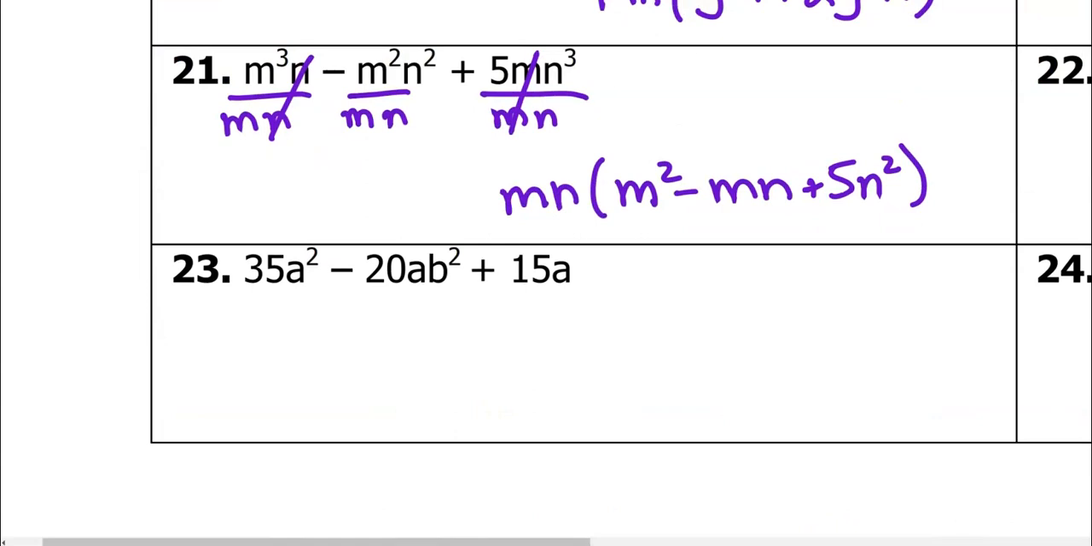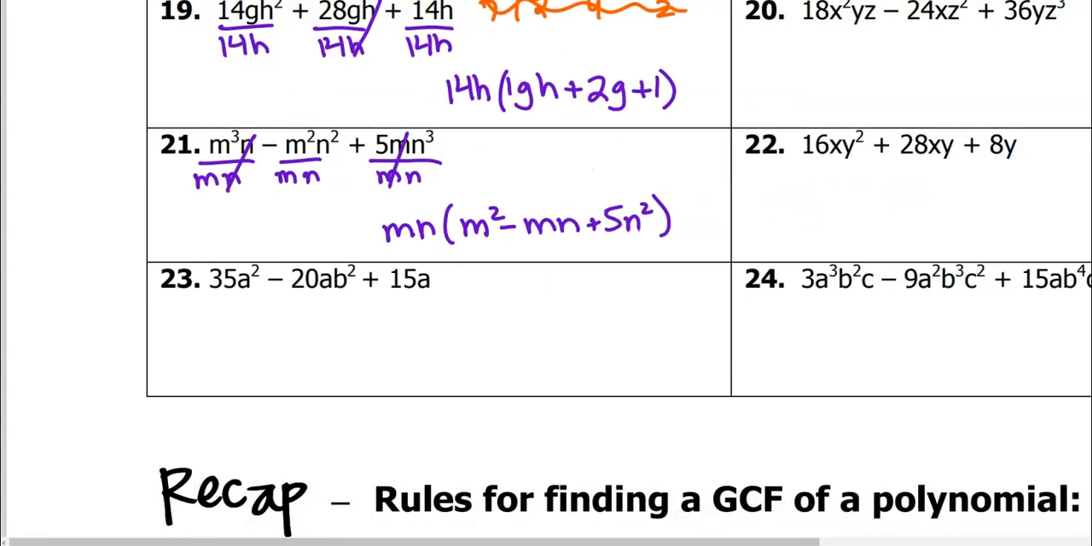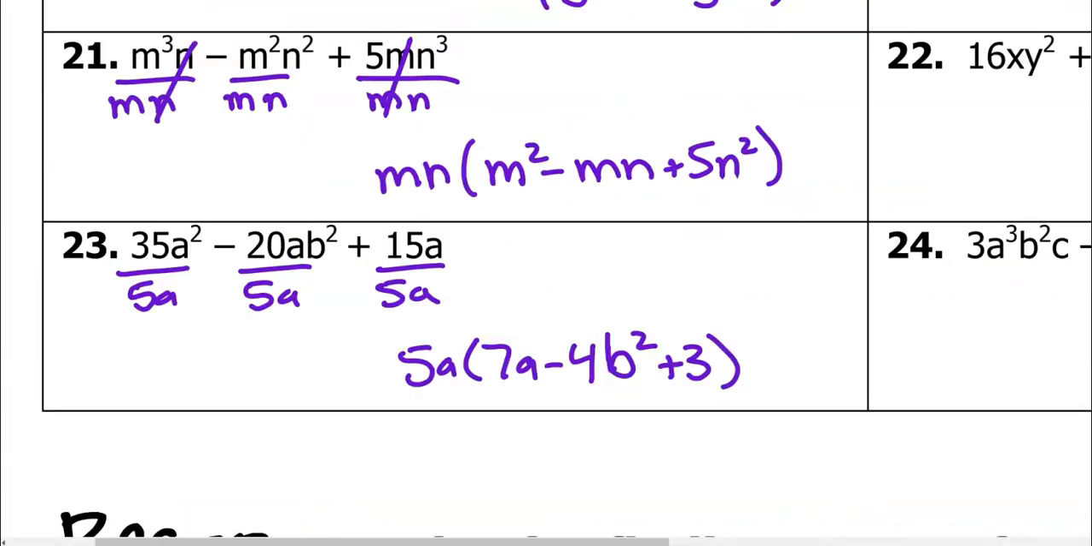Last one. Think you can handle it? Try it. Come on. I want you to try it. So 35a squared minus 20ab squared plus 15a. I want you to try number 23. All right, check with me. Your greatest common factor was 5a this time. Good.